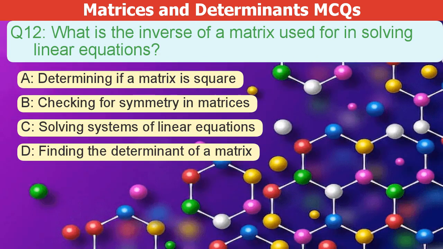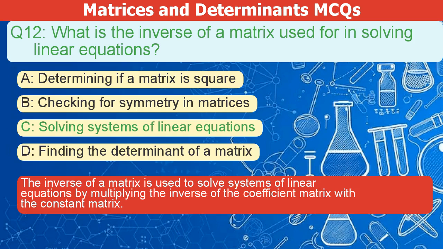What is the inverse of a matrix used for solving linear equations? A. Determining if a matrix is square. B. Checking for symmetry in matrices. C. Solving systems of linear equations. D. Finding the determinant of a matrix. The correct answer is C. The inverse of a matrix is used to solve systems of linear equations by multiplying the inverse of the coefficient matrix with the constant matrix.